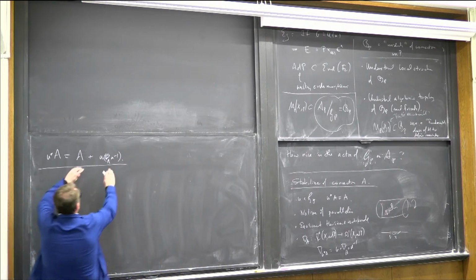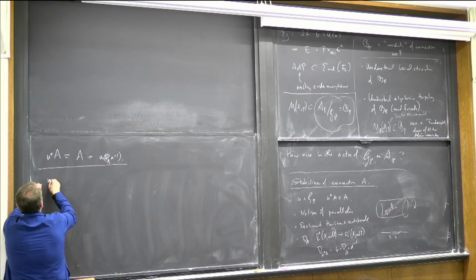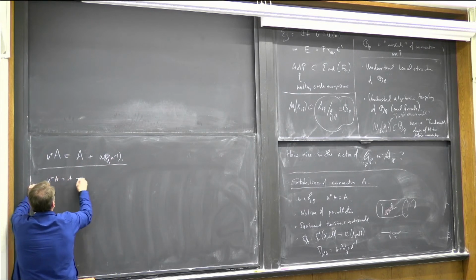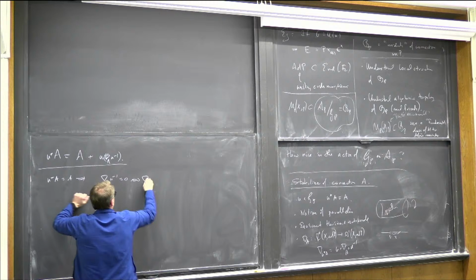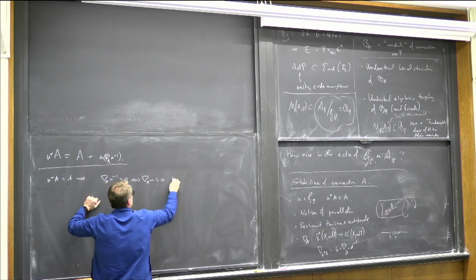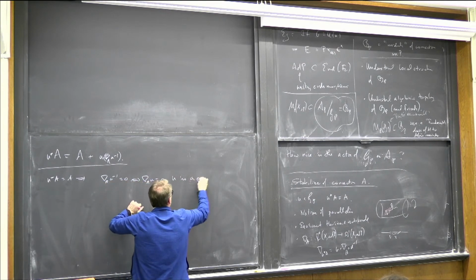But you notice then that U star A equals A implies that the covariant derivative of U is 0, which is if and only if that's 0. So U is a parallel section.